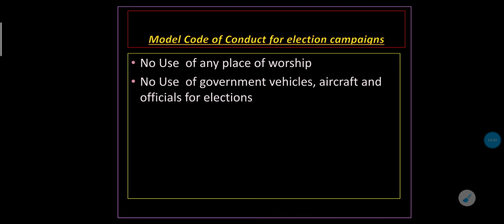For their rallies and marches, they cannot use government vehicles, they cannot use government aircraft, and they cannot use any officials for the elections. As the campaigning is for their own purpose, because they want to win the battle, they cannot use government resources.